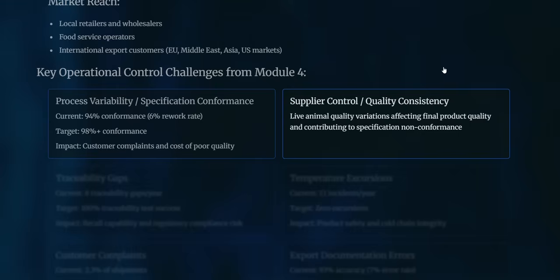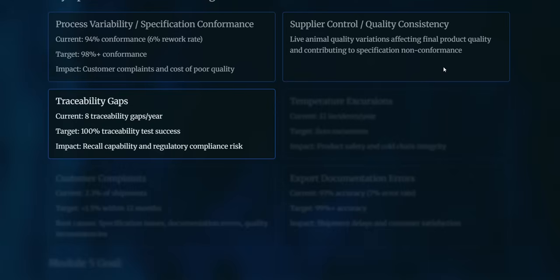The second challenge is supplier control, which affects our quality consistency. And this is live animal quality variations that affect our quality products and contribute to specifications nonconformity. We will explain later how to control it. And then we have traceability gaps. Currently, we are at 8% traceability gaps per year. Our target is to achieve 100% traceability test success and sustain it that way through the implementation of effective ISO 9001. And we are going to show you how we can do that, and you can do it also with your organization.